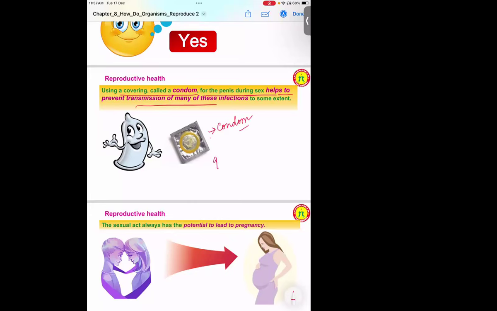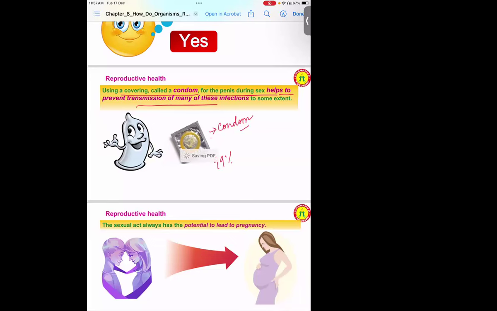So 99% of the time, due to condoms, the disease does not spread. But in rare cases, sometimes during sexual intercourse, the condom can have a hole, and because of that, the sperm can pass. But yes, 99% it is safe.